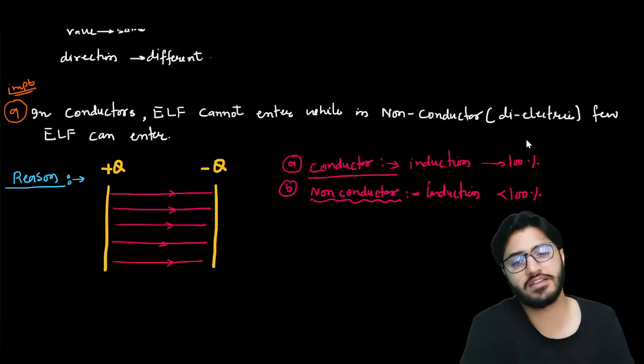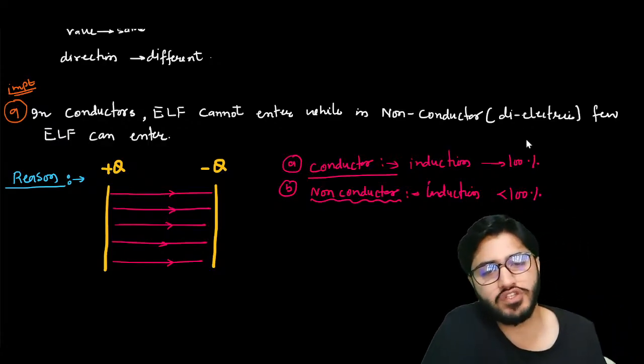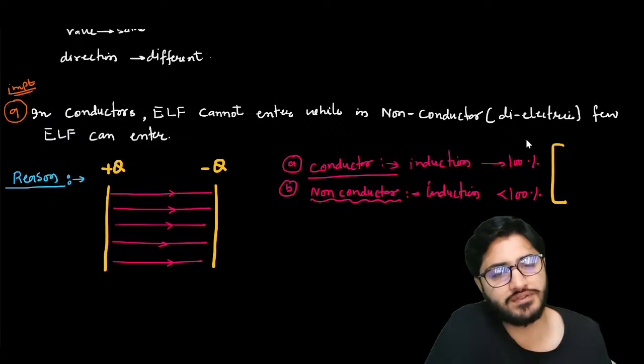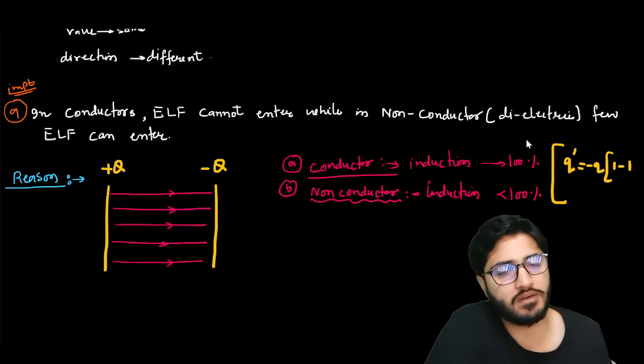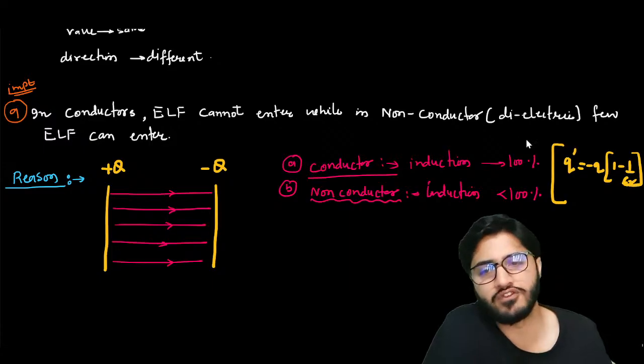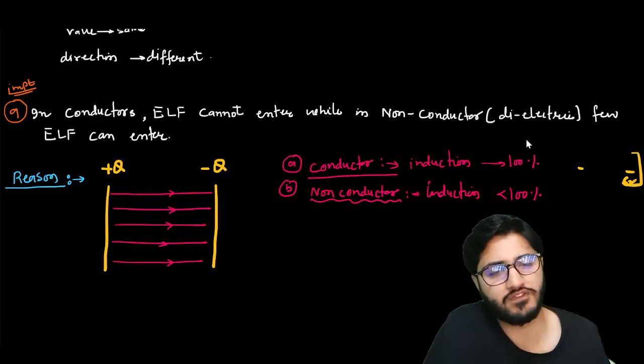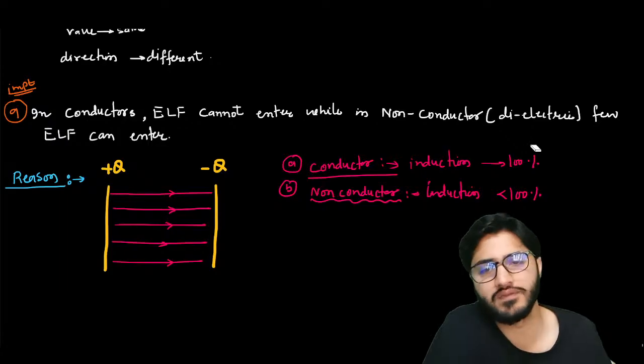Basically, the reason for it, we have the equation. The equation is Q dash equals minus Q times (1 minus 1 by epsilon r). This is my equation. You will get confused now, so let it be this equation.